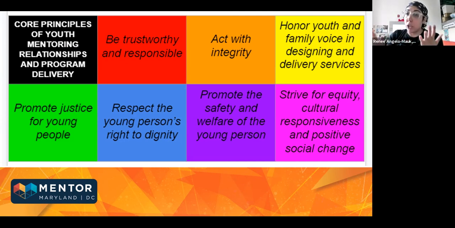So, for mentors to be trustworthy and responsible, to act with integrity, to honor youth and family voice in designing and delivering services, promoting justice for young people, respecting the young person's right to dignity, promoting the safety and welfare of the young person, and striving for equity, cultural responsiveness, and positive social change. Again, these are things we want to make sure we're communicating to mentors, either directly or with everything else we're talking about in that initial training.